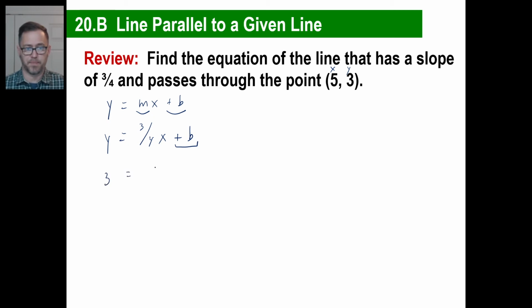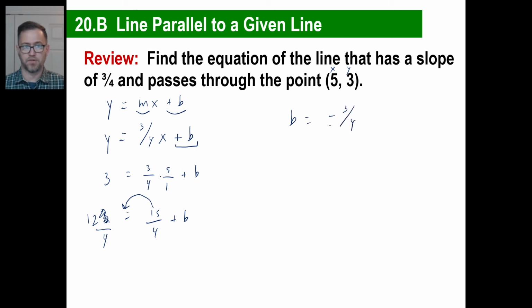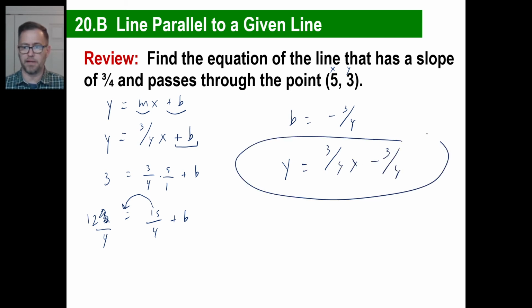y is 3. 3/4 times x is the same thing as 3/4 times 5, maybe over 1 we can call it, okay? And this is going to be 3 equals 15 over 4 plus b. Let's turn the 3 into a number with 4 as a denominator, so it'll be 12 over 4. 12/4 minus 15/4 means b is going to be negative 3/4, okay? So our equation of the line is y equals 3/4 x minus 3/4. Kind of weird having a slope and a y-intercept that are the same fraction. Oh well, one of those things.